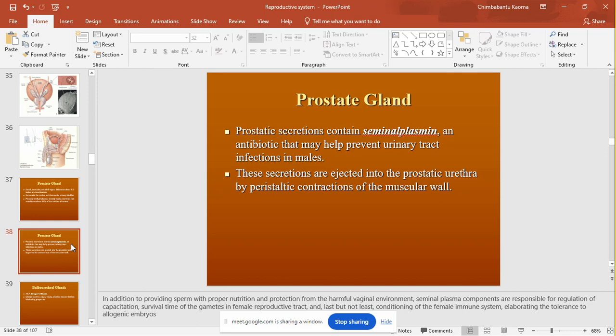Apparently. So what will happen is that the secretions of the prostate gland will be propelled to the urethra by contraction of the muscular wall of the prostate gland.